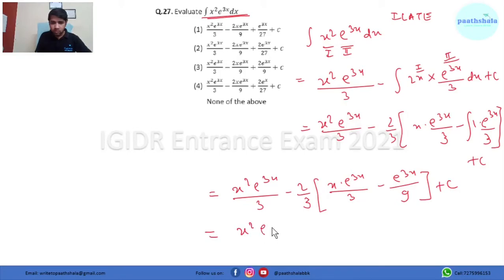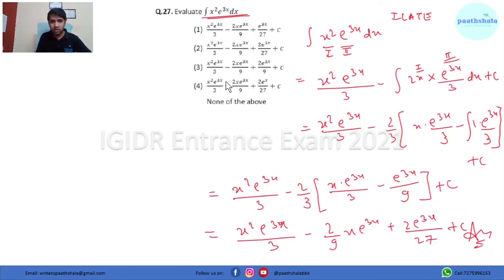Solving it further, it will give you x square e to the power 3x upon 3 minus 2 by 9 x e to the power 3x. Now minus minus plus 2 e to the power 3x upon 27 plus c. This will be your final answer. If I go by choices, you can see that this will be the first option; in the second option this term is there, so this will be your answer. Okay, now let's move to the next question.